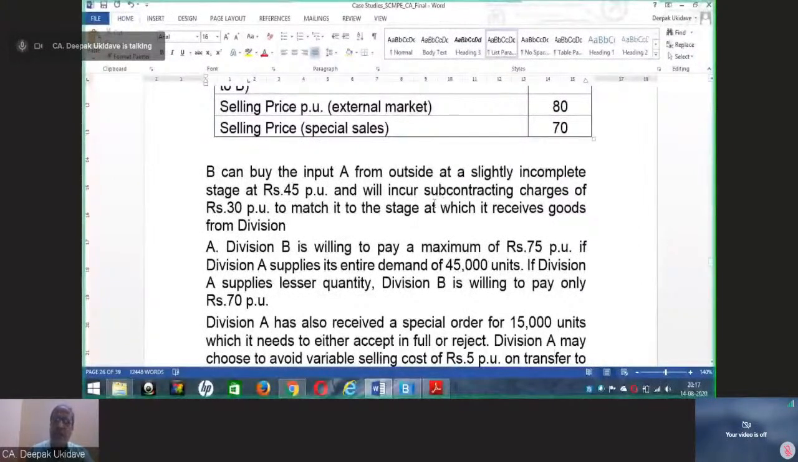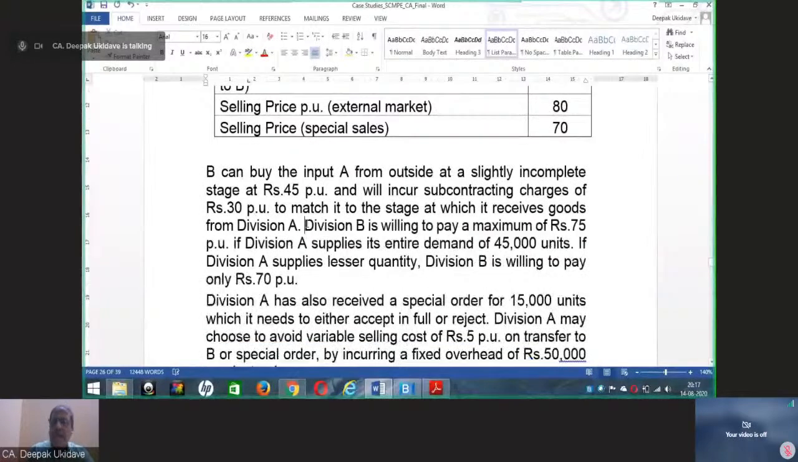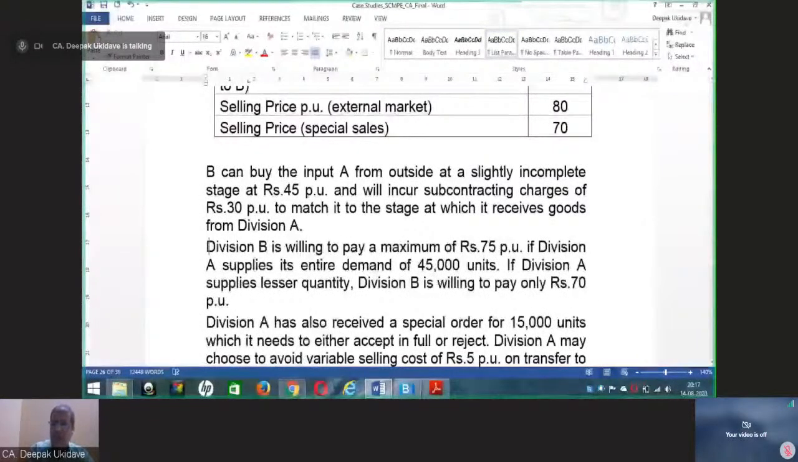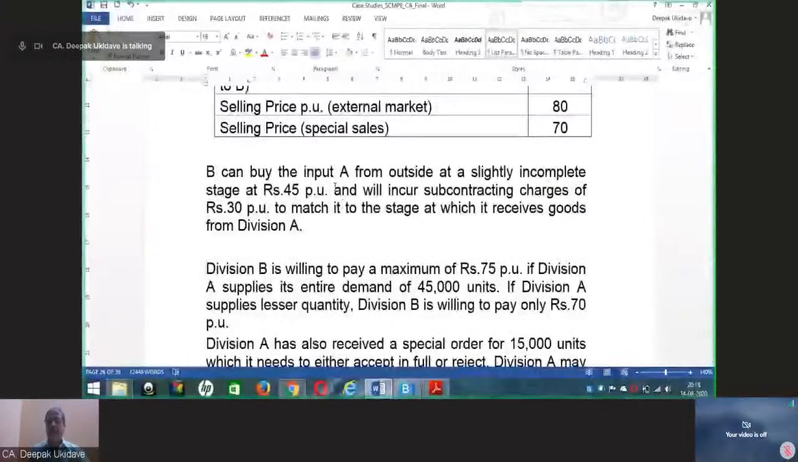See, A is supplying to B. So B can buy it from outside also at 45 rupees and will incur subcontracting charges of 30 to match it to the stage at which it receives goods from division A. So 45 plus 30, it becomes 75, and selling price charged by division A is 70 rupees. You have seen that. Division B is willing to pay a maximum of rupees 75 per unit if division A supplies its entire demand of 45,000 units. See, this is a condition. It's always a conditional price, that we are ready to pay even 75 provided you are catering to our entire requirement of 45,000 units. Right?